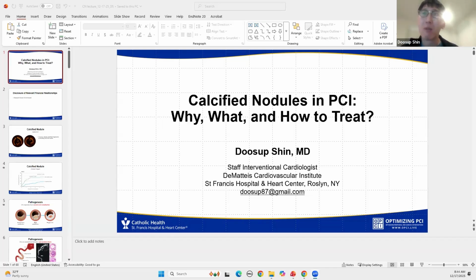I'm not sure what kind of comorbidity that patient had, but these patients are usually sick. They are diabetic, they have CKD, they have other comorbidities that can contribute to worse outcomes. So from the patient-level perspective, not only the calcified nodule, but also the patient tends to have a lot more comorbidities that can contribute to worse outcome. And it's very challenging to treat those kinds of patients in general.